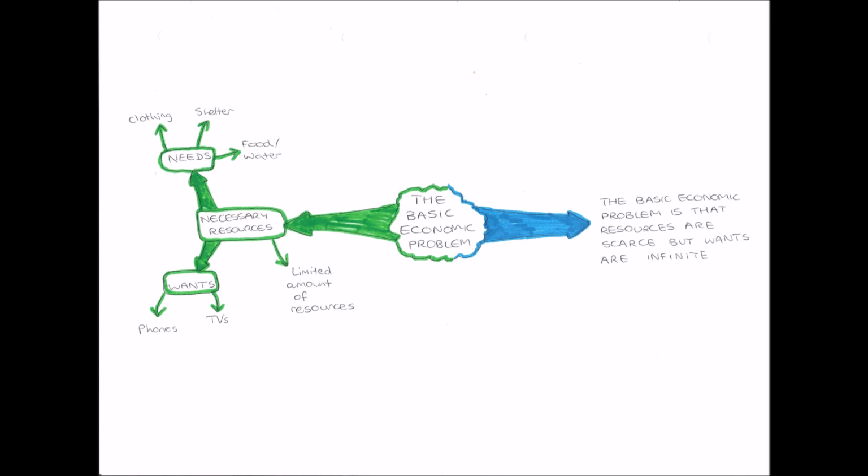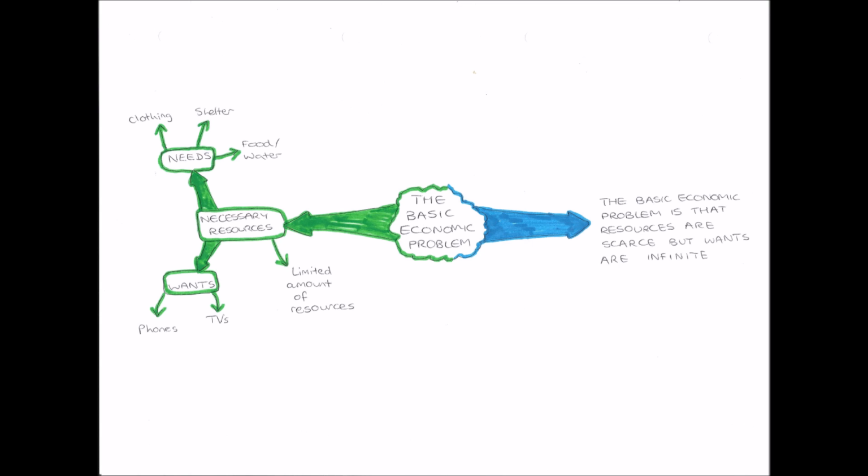So on the right hand side of the screen now, our basic economic problem. The basic economic problem is that resources are scarce and finite. So as I just mentioned, there is a limited amount of them. But wants are infinite. So our desire to have all those things such as phones and TVs that make life easier and more enjoyable, our want to have them is infinite. We would have as many of them as possible if we could. So our basic economic problem is that resources are scarce and finite or limited, but wants are infinite.